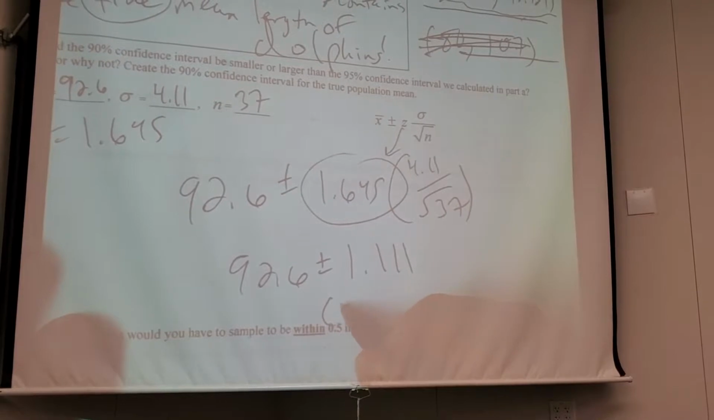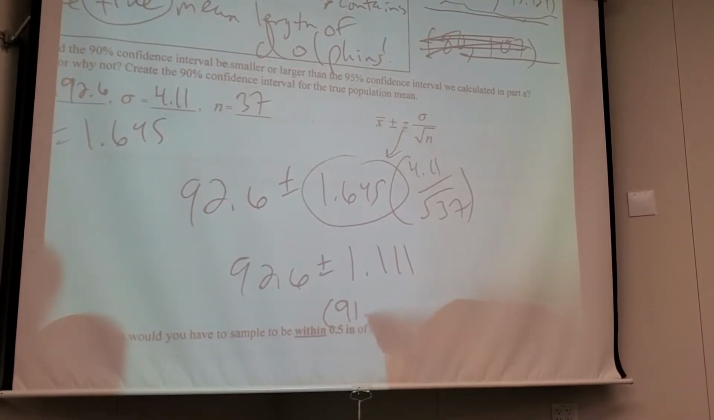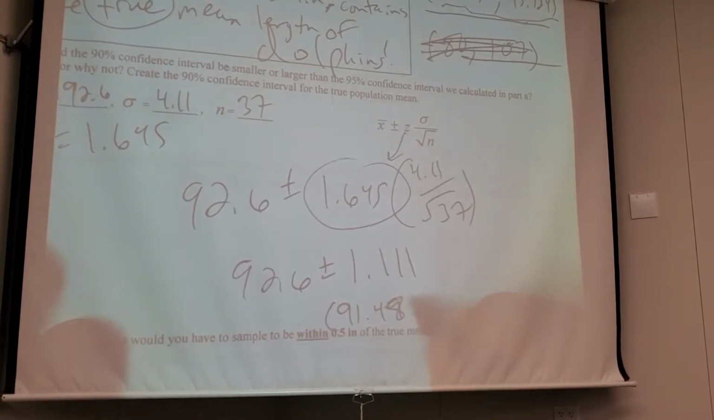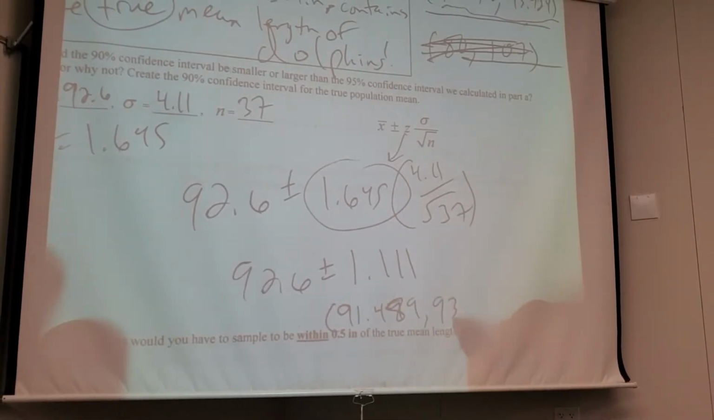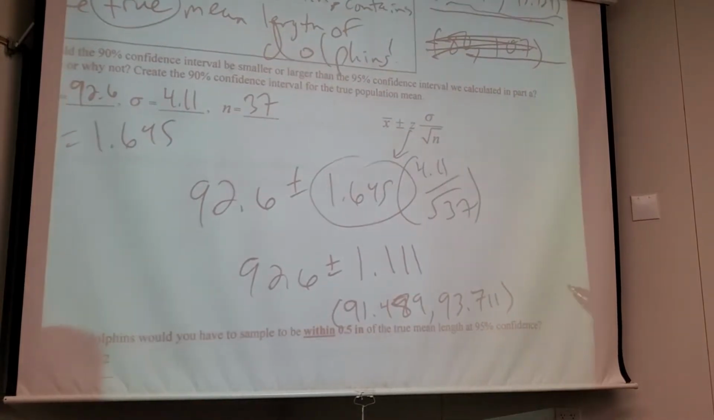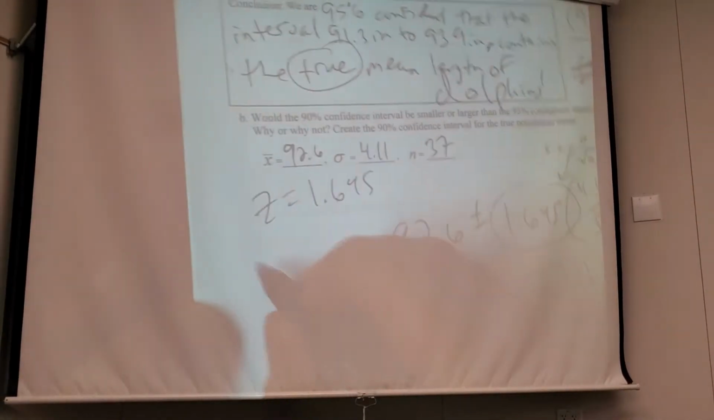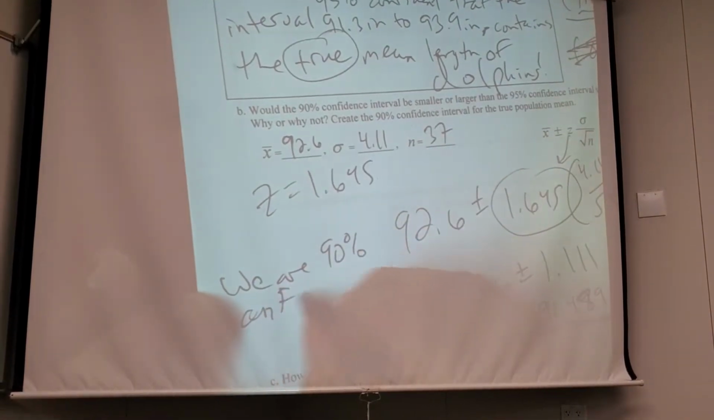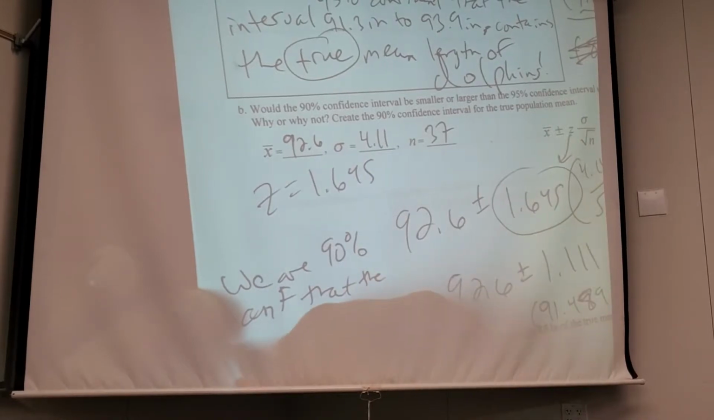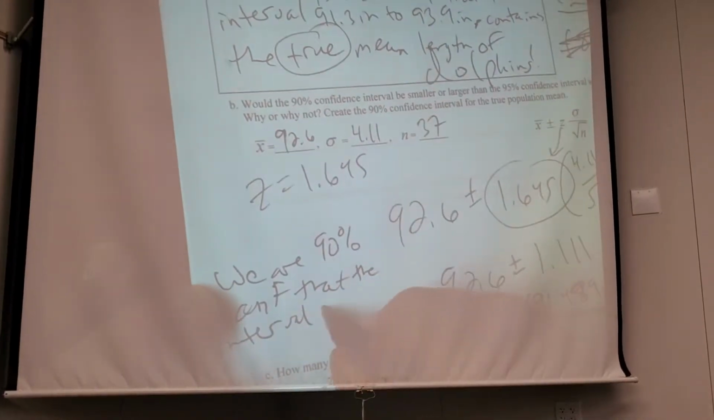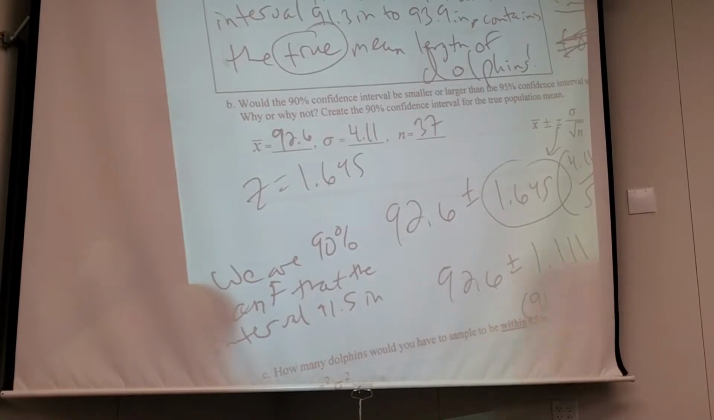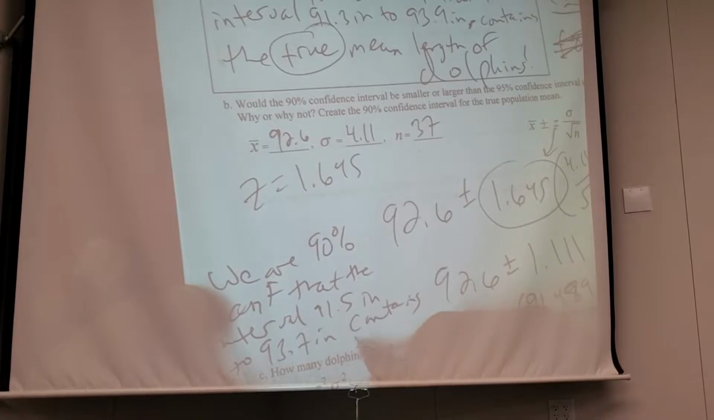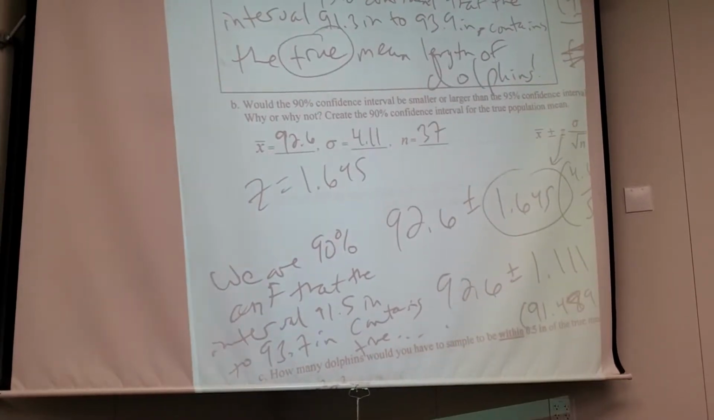So we get anywhere from 91.489 up to 93.711. Right? So we are 90% confident that the interval 91.5 inches to 93.7 inches contains the true mean length of all the dolphins, right?